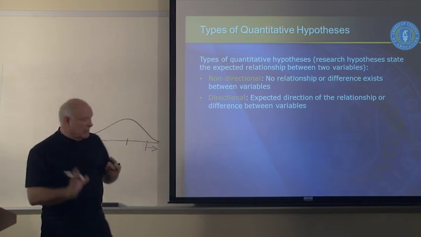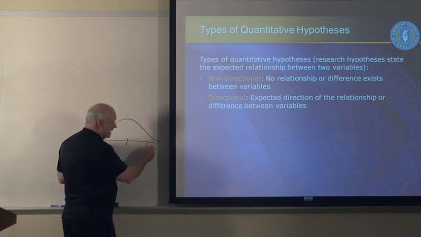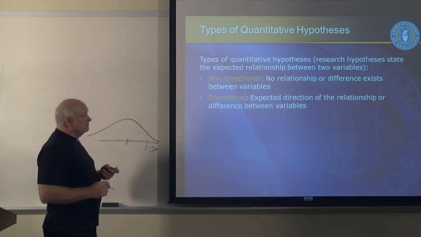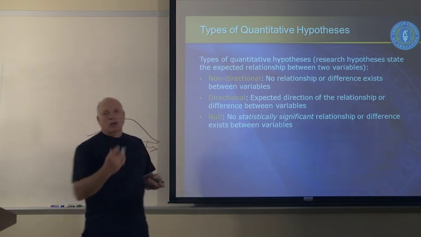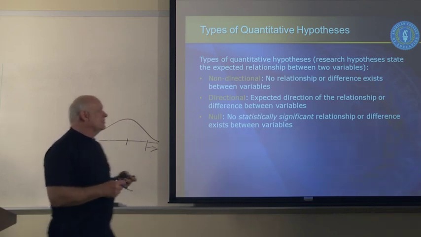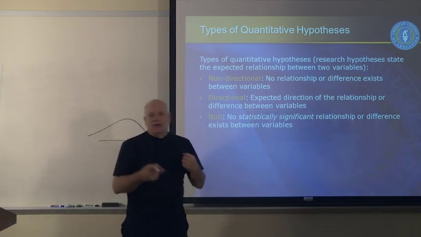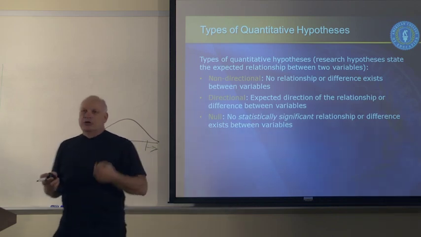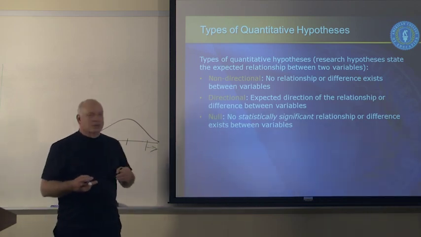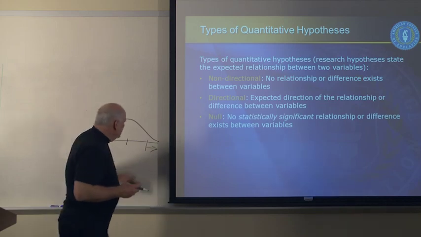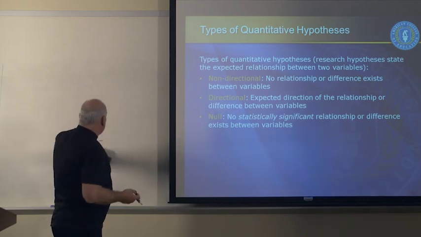I have made a direction that they're going to score higher. So in this case, it's over here. And then the null is that no statistical relationship or difference exists between the variables. So we have the null hypothesis, then the directional and non-directional tests. And we'll get into the differences in all of those in just a second.